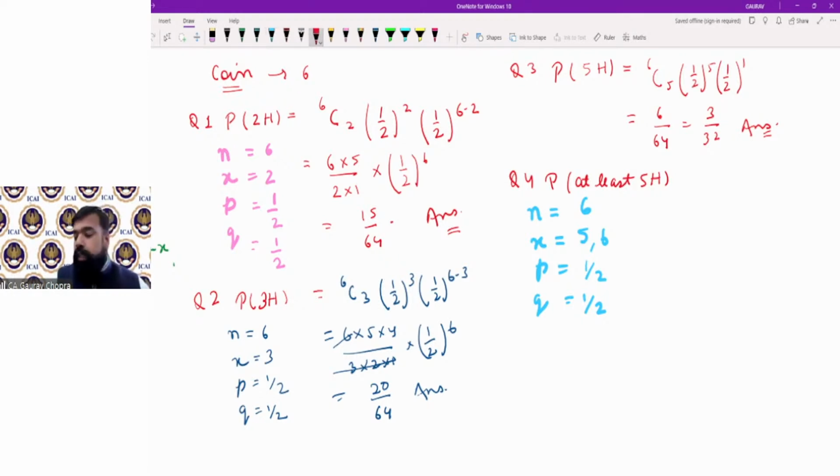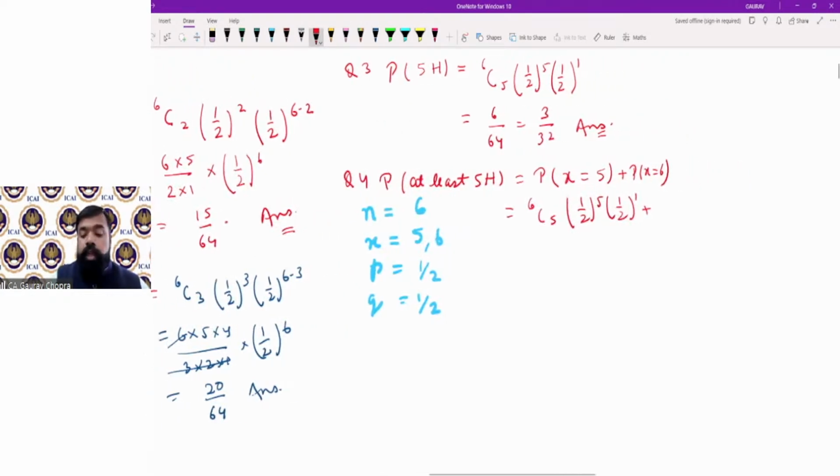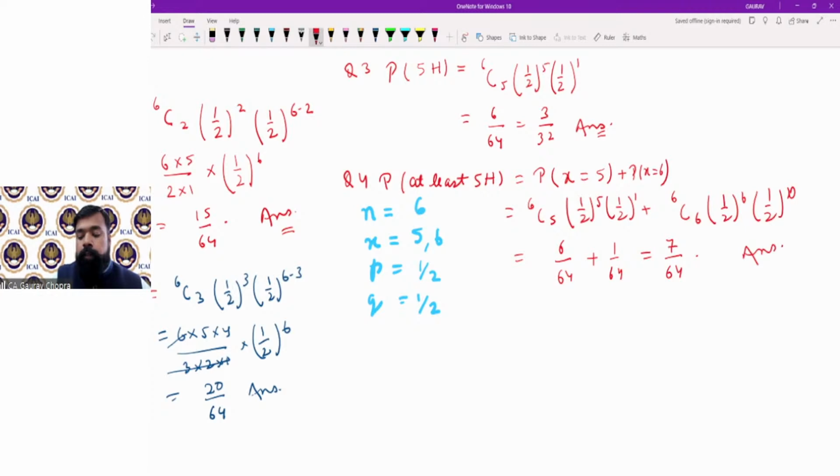Now we can solve this and get the result. So we will write probability of x equal to 5 plus probability of x equal to 6. So we can solve this into two parts. So let's write 6C5 (1/2)^5 (1/2)^1 plus 6C6 (1/2)^6 (1/2)^0. So what is left? 6 by 64 plus 1 by 64. It becomes 7 by 64. So this becomes the final answer.